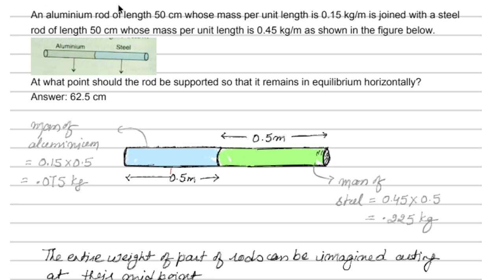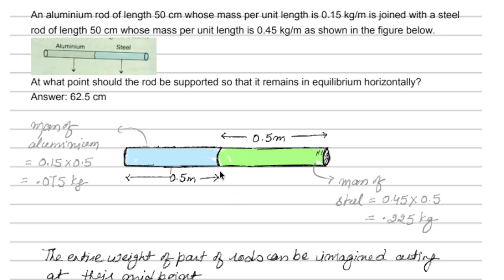Here is numerical 10. An aluminum rod of length 50 centimeter, whose mass per unit length is 0.15 kg per meter, is joined with a steel rod of 50 centimeter again, whose mass per unit length is given as 0.45 kilogram per meter, as shown in the figure. So this figure is given to us. At what point should the rod be supported so that it remains in equilibrium horizontally?